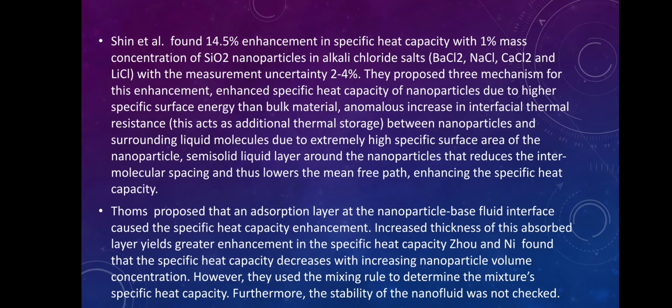Shin et al. found a 14.5% enhancement in specific heat capacity with 1% mass concentration of SiO2 nanoparticles in alkali chloride salts like BaCl2, NaCl, CaCl2 and NiCl, with a measurement uncertainty of 2% to 4%. They proposed three mechanisms for this enhancement of specific heat capacity of nanoparticles: higher specific surface energy than bulk material.